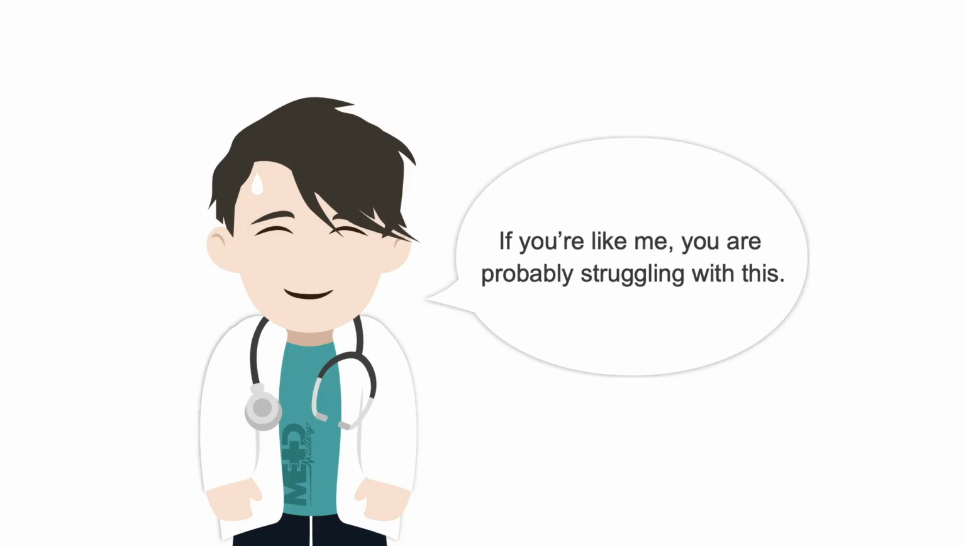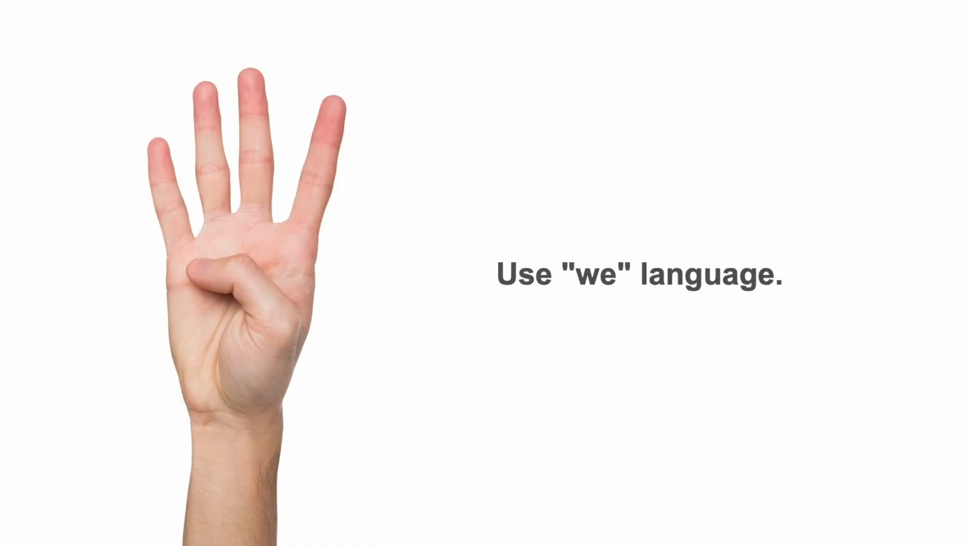Say, if you're like me, you're probably struggling with this. Or, it doesn't make intuitive sense when we initially encounter a situation like this. This kind of language is encouraging because it shows to the learner that it's quite normal that people like them don't necessarily understand the topic immediately. So rule number 4, use we language to signal to the learner that you are part of the same group.